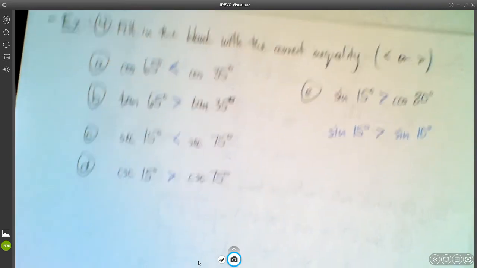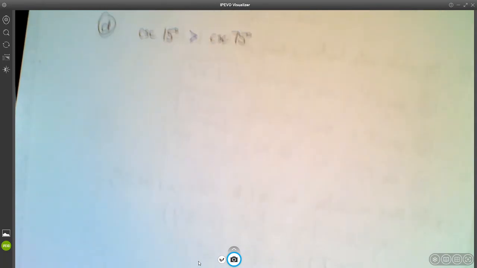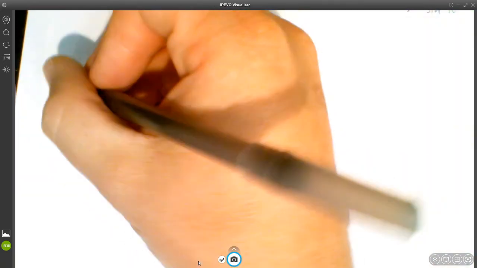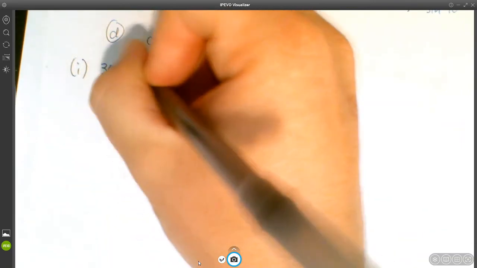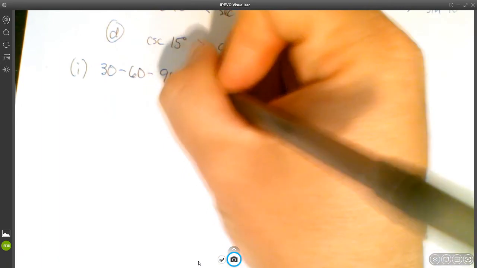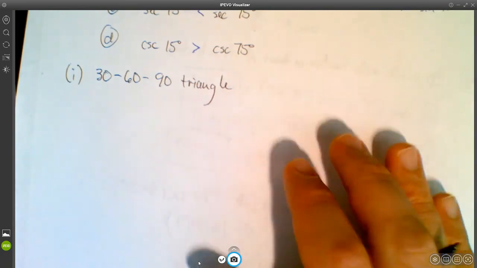Okay. The last thing that I want to talk about in this section is that I'm going to have you memorize the trig function values for certain angles. And the way that I'm going to prove to you that these are the trig function values is by looking at a couple of special triangles. So the first kind of special triangle that I want to show you is the 30, 60, 90 triangle. And to form the 30, 60, 90 triangle, I'm actually going to start by looking at an equilateral triangle.